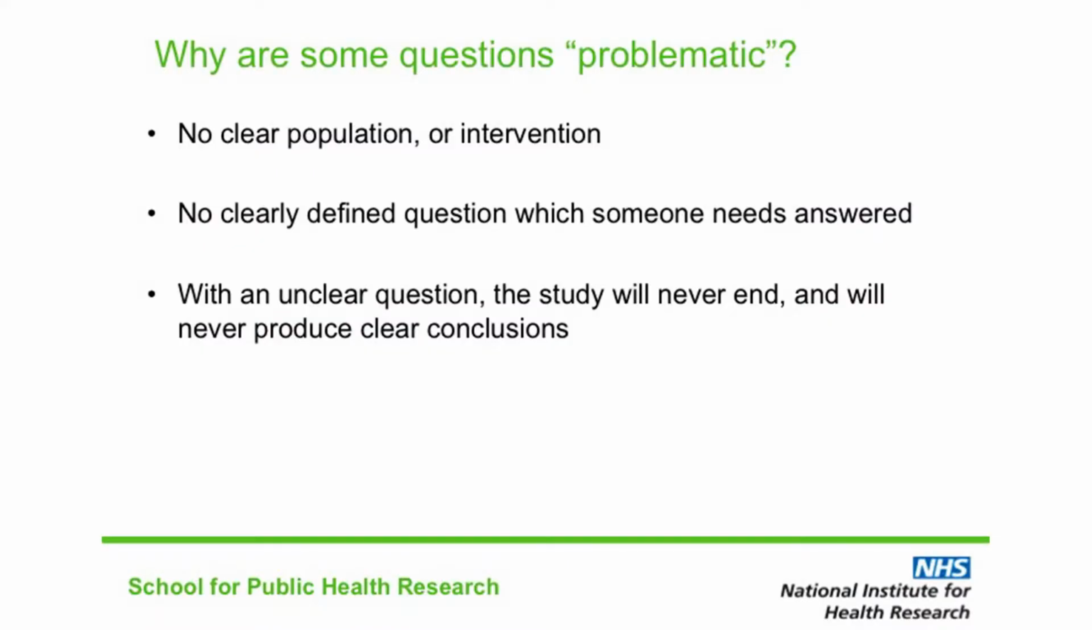Continuing on the theme of problematic evaluation questions, an evaluation question can be problematic if there's no clear population or intervention, if it's not clear what it is you're actually evaluating, if you haven't really clearly defined the question that somebody needs answering. That is not going to be a useful contributor to someone's decision-making process. And with an unclear question, the study can sometimes never end and never produce clear conclusions.